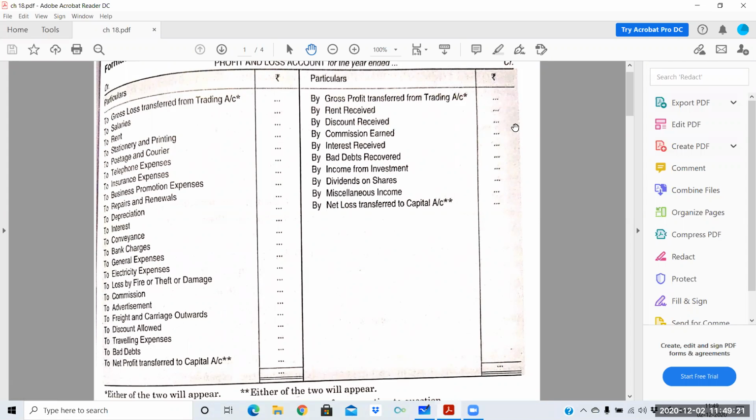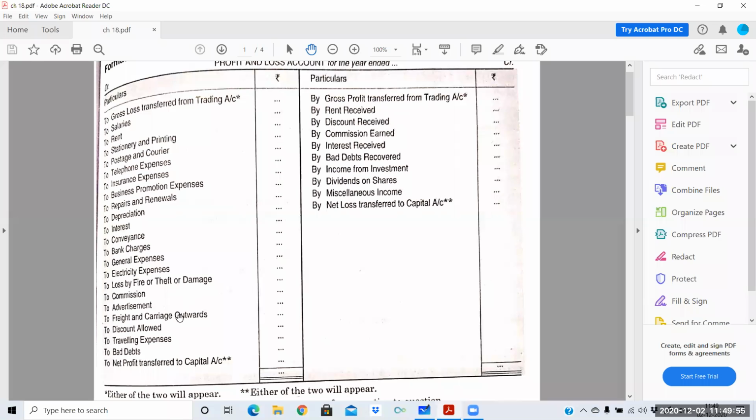Then come to the credit side. All the incomes will be recorded on the credit side. What are the other incomes? The major source of income for a business is the sales. So sales we have written in the trading account. Apart from sales, other incomes, if there are, will be written in the profit and loss account. So what can be the examples of other income? By gross profit, that is the profit. Then rent received, suppose a businessman has purchased one building and has given that building on rent. So whatever the rent will be received, that will be an income.